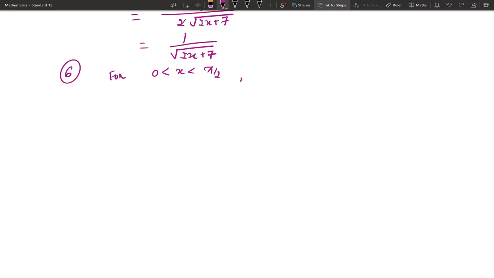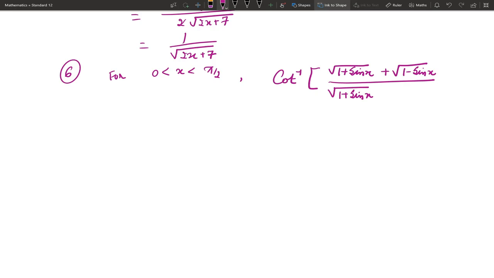We have to differentiate cot inverse of (under root 1 plus sin x plus under root 1 minus sin x) upon (under root 1 plus sin x minus under root 1 minus sin x).